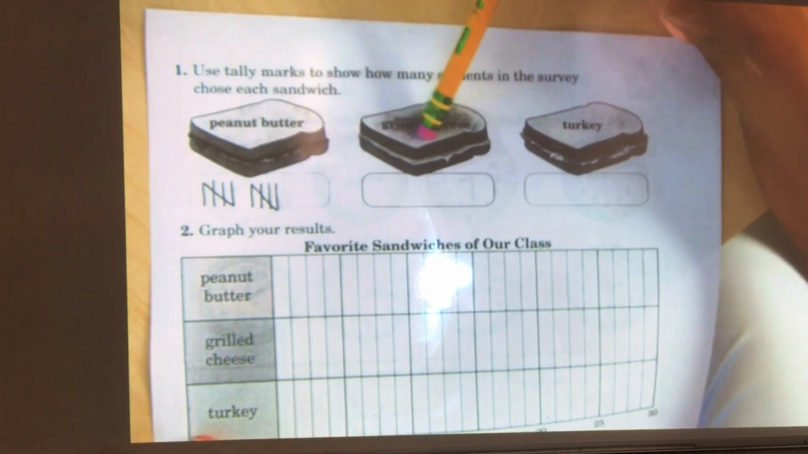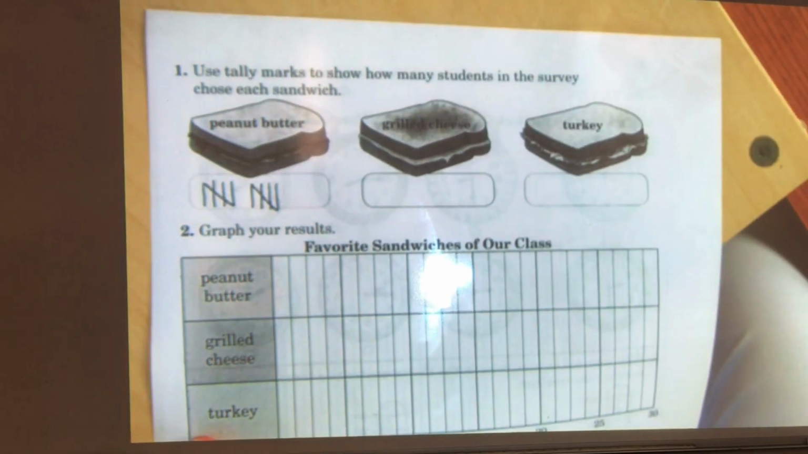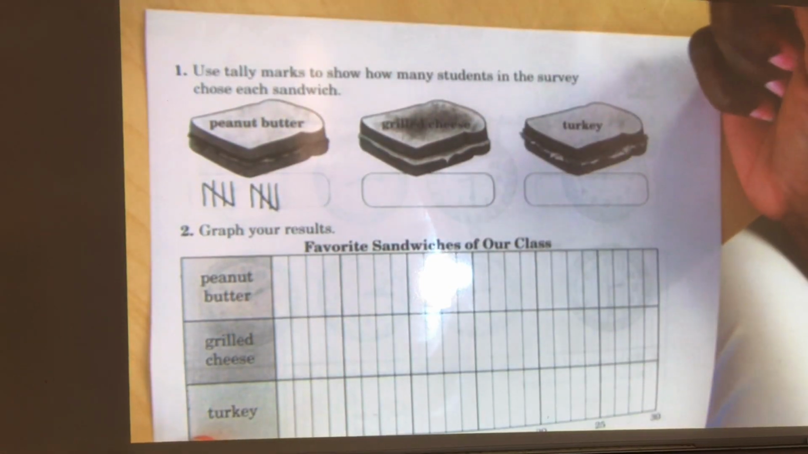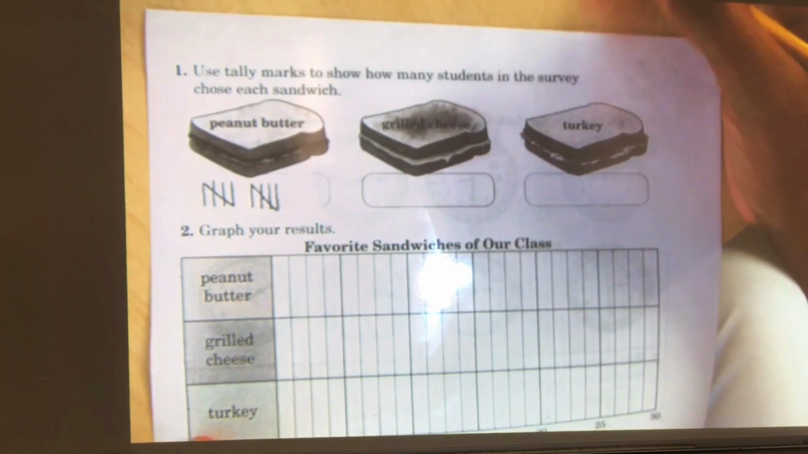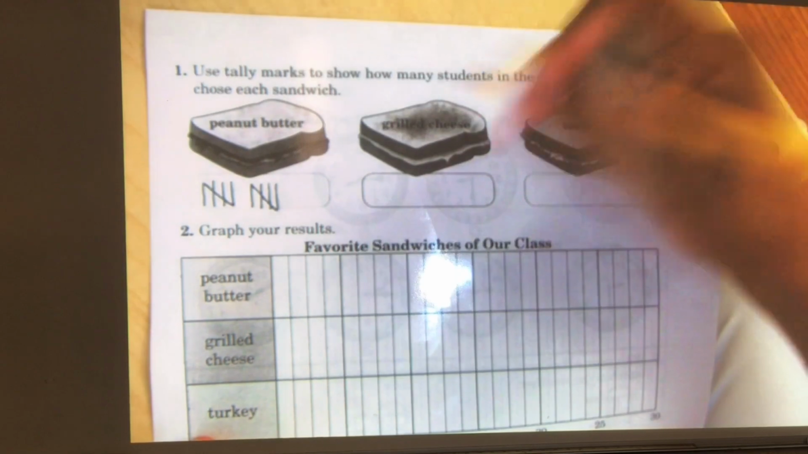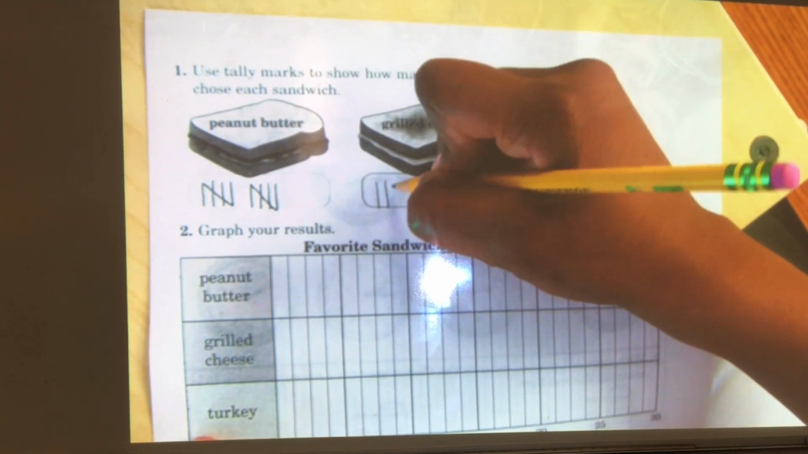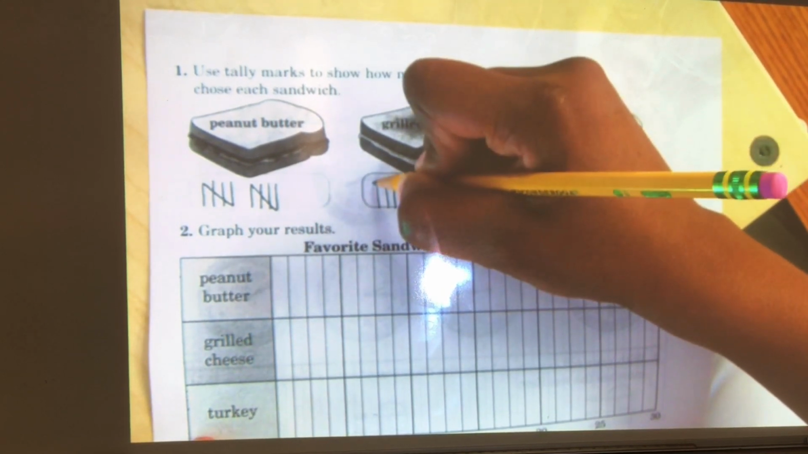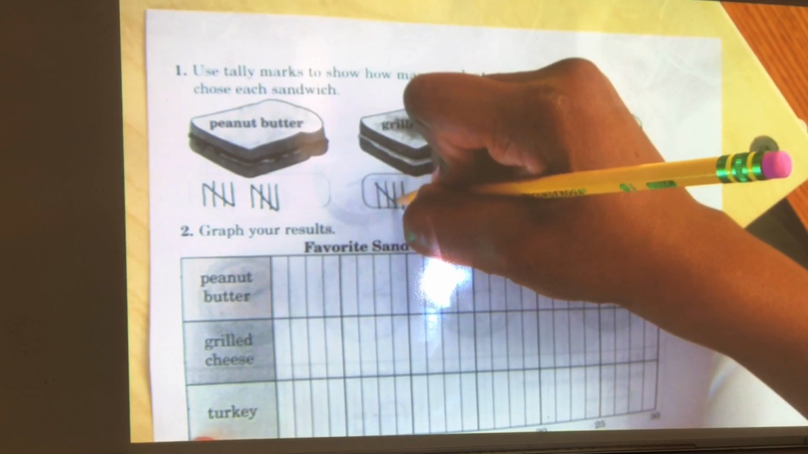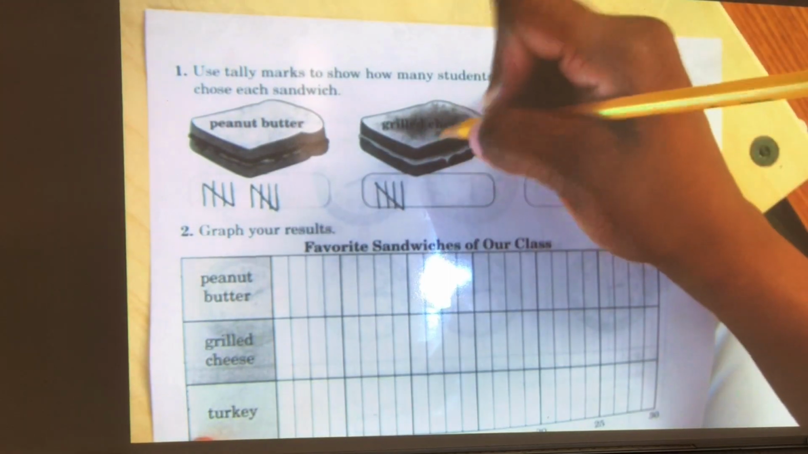Now let's take a look at our next sandwich, a grilled cheese sandwich. I love a good grilled cheese sandwich. So I'm going to have about maybe 7 of you guys might like grilled cheese sandwiches. So I'm going to make tally marks for 7 students. Let's go. We got 1, 2, 3, 4, and I'm going to put a slanted line to make 5. Now this represents 5, but I need 7.